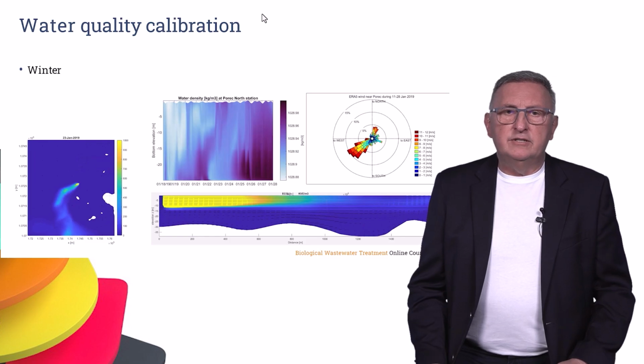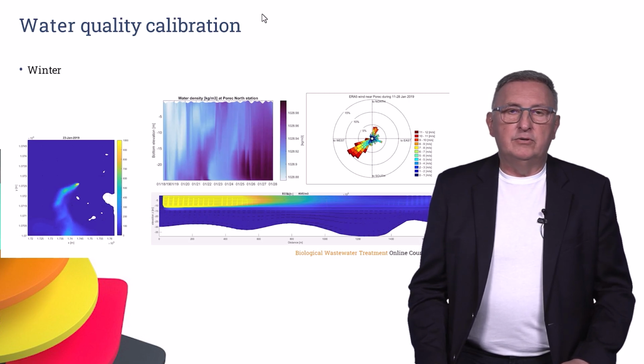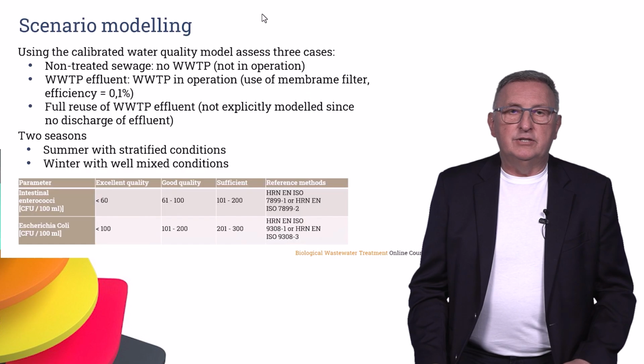In the winter conditions, the water column is not stratified, and you can see that pollution comes to the surface. However, again, without wastewater treatment plants, that was not a big problem, because there are no bathing activities in winter, so nobody could be affected even if bacteriological pollution comes to the surface. And later on you will see that when the treatment plants are in operation, there is absolutely no risk of bacteriological pollution at the beaches.